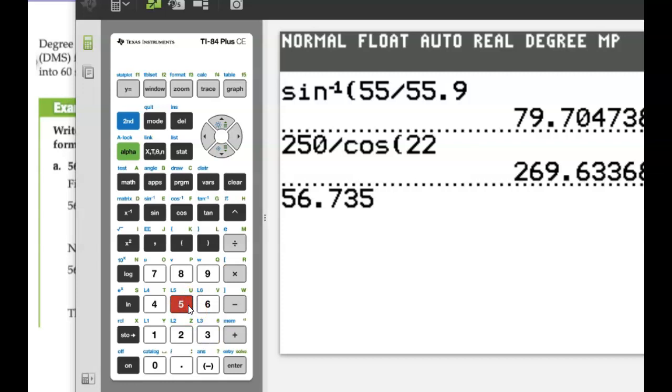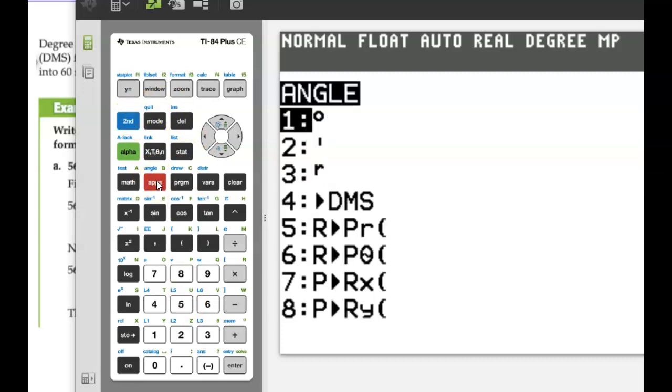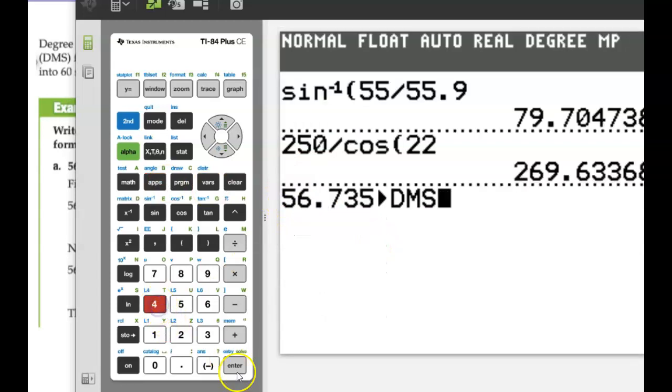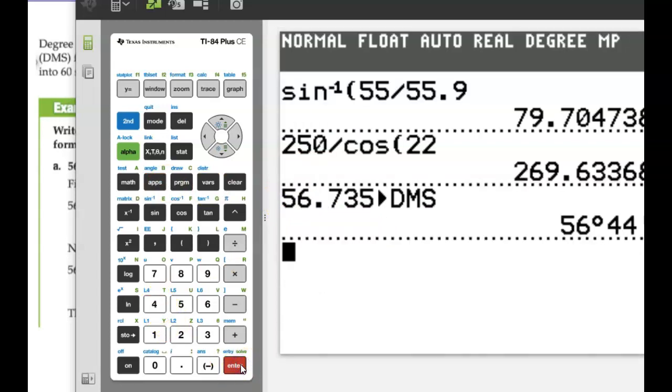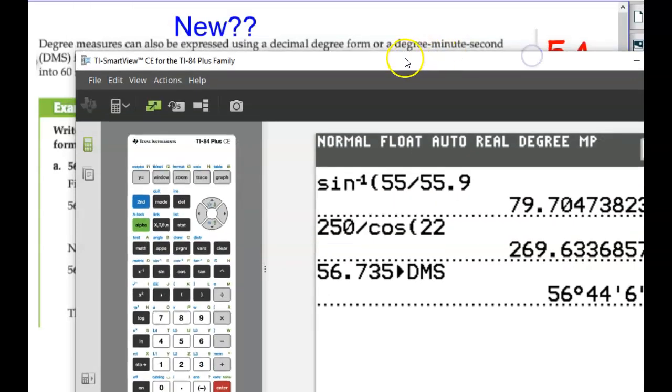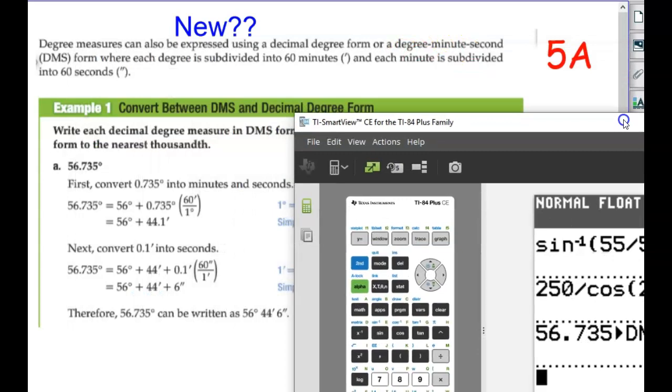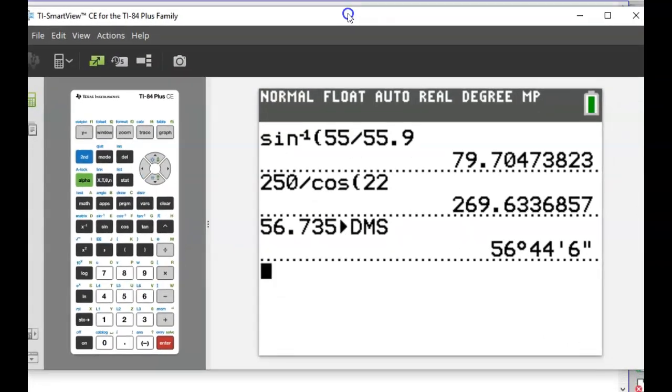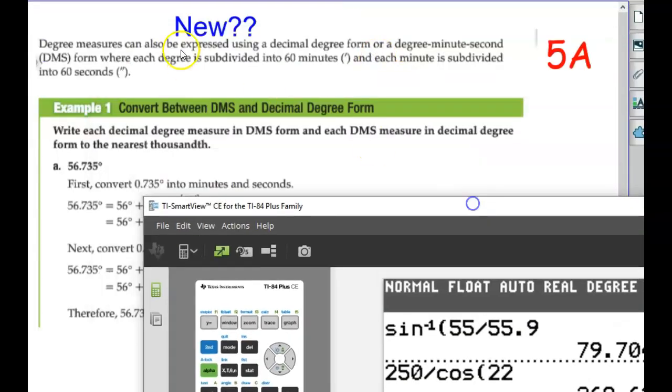Do you see where it says angle, anybody? Second apps. Second apps. And you're going to just pick number 4. Degrees, minutes, and seconds. I thought that had a 6 sec. Oh, there. I was just not on the screen. I didn't see it. Okay, we're good.